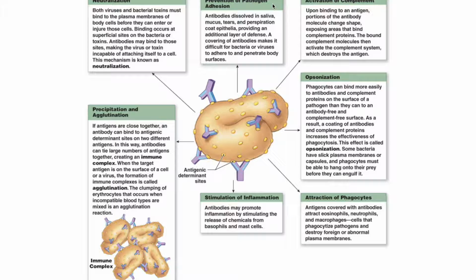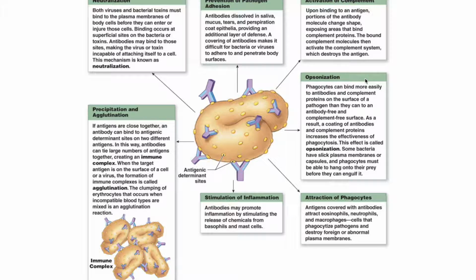Another mechanism they use is called prevention of pathogen adhesion. Antibodies in our saliva, our tears, our mucus, and our perspiration will prevent pathogens from attaching to body surfaces, and if they can't attach to us, they can't get into us. Another thing they do is activation of complement. So when the antibodies bind to their target, they change shape and they expose complement binding sites, and this will start the complement cascade that we talked about earlier, and that will lead to cell lysis and death.